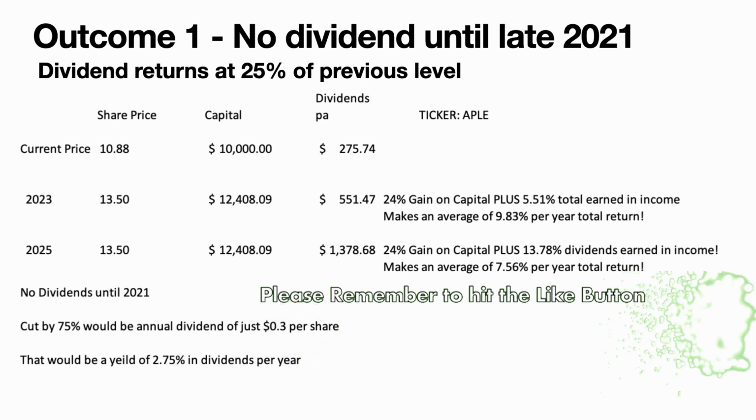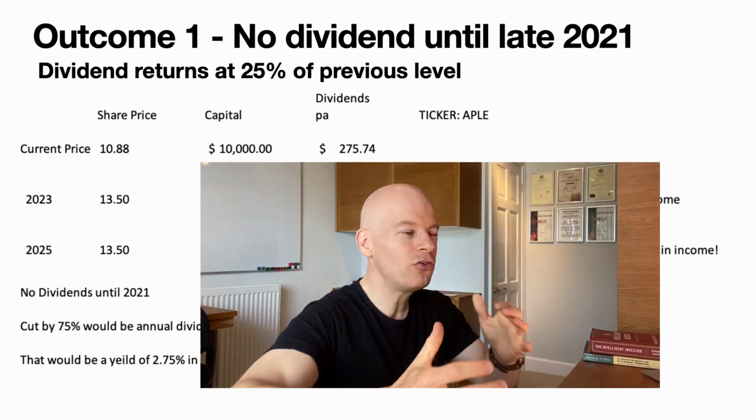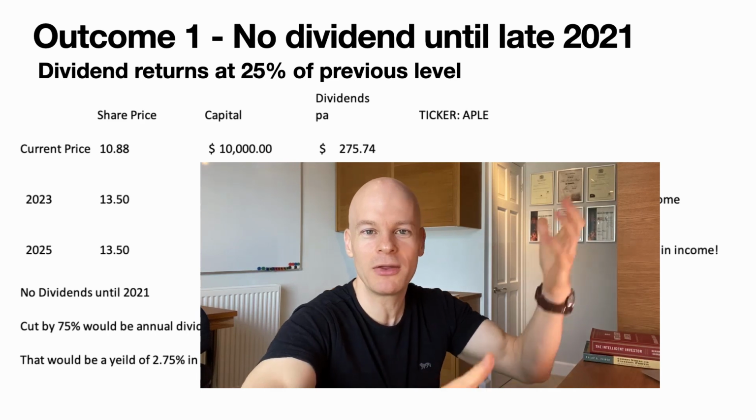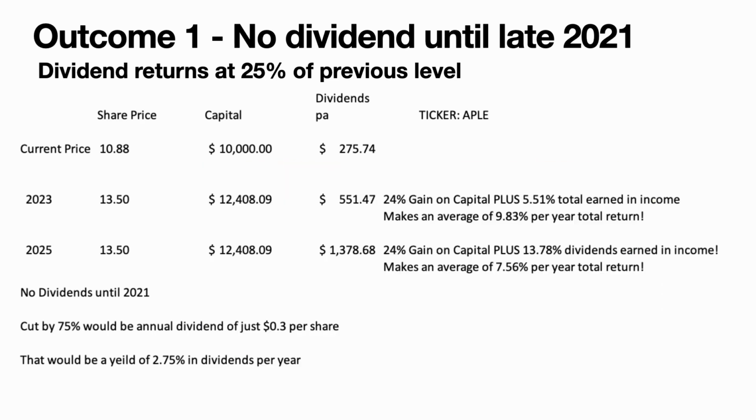Assuming you bought it at the current share price and you bought $10,000 worth, you'd be getting annual dividends starting at some point in 2021 of $275.74. Now, if that share price went back up to just below the book value by 2023, because we're assuming here that confidence is still a little bit shaken, so rather than going to book value or above, I've pitched it at just slightly below to be conservative, you would have made a 24% gain on capital plus 5.51% total on your earned income, which would make an average of 9.83% per year total return.